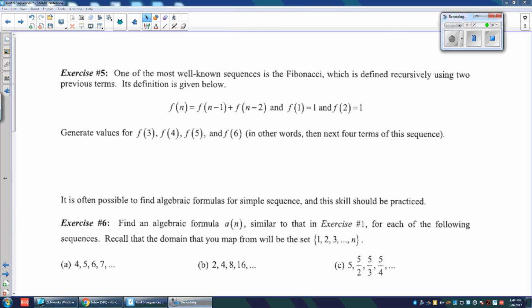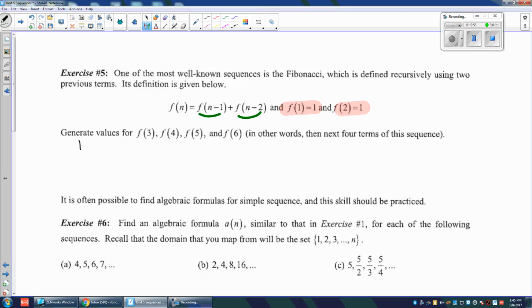On the next page, one of the most well-known sequences is the Fibonacci sequence, which is defined recursively using two previous terms. So with Fibonacci, you notice that we always need to know what the first term is, but you have to know what the first and the second term is, because the rule for the Fibonacci sequence is add the previous two numbers. So if we only were given the first number, we wouldn't have the other number to add to it. Generate the values for the third number, fourth number, fifth number, and sixth number.